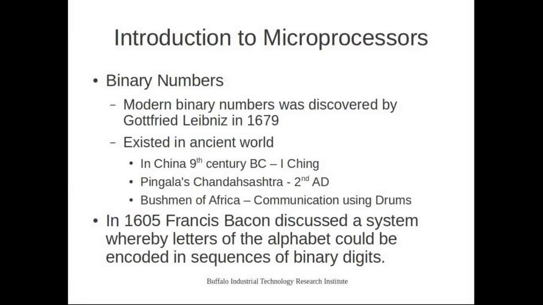In 1605, Francis Bacon discussed a system where he showed that the letters of alphabet can be encoded in sequence of binary digits. From this evolved encodings like ASCII, Unicode, which represent alphabets of languages, punctuation marks and other symbols. This forms the basis for processing words, language in modern computers in binary form.